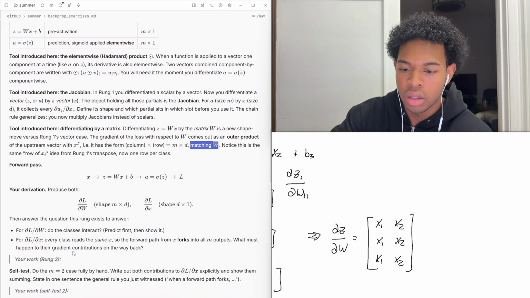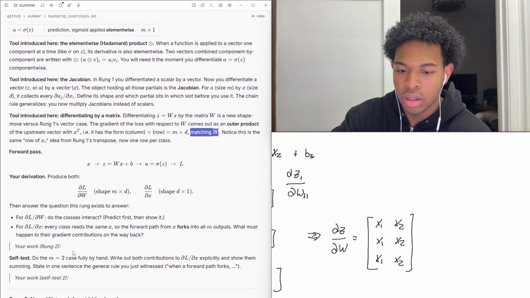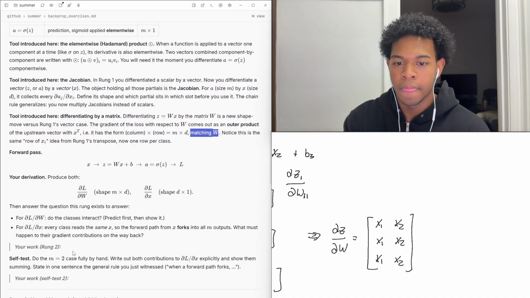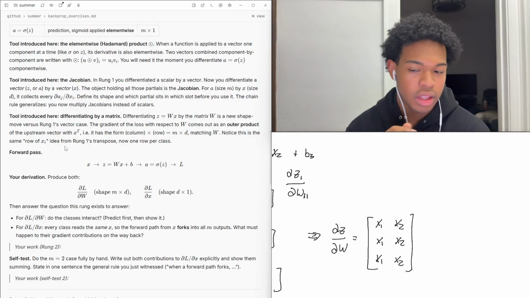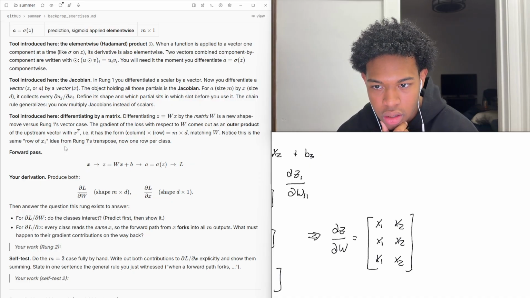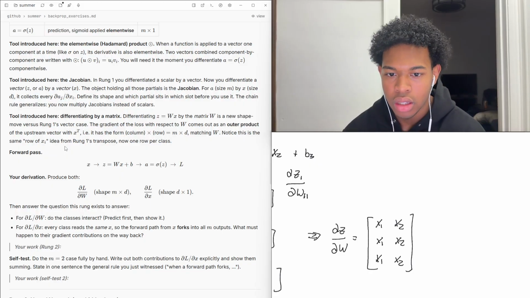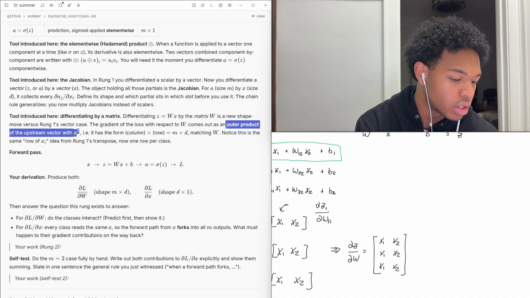Self-test. So this is my first question. I think I've done an m equals 2 case by hand, and what I saw was that it's just a copy. I didn't see the upstream vector. What's the upstream vector? The upstream vector is z.